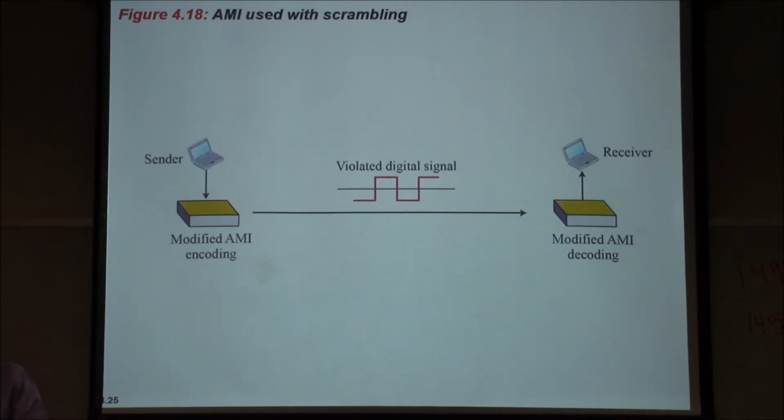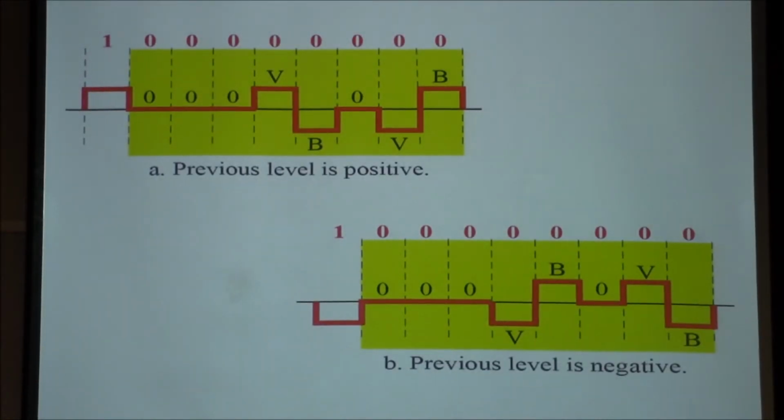Here's an example of scrambling. If we want to use, for example, AMI, as we said, AMI has a problem with a long run of zeros. We will fix that by using scrambling. We can do that at the same time we are doing the line encoding, in the same process, not a different one. So how is this done?